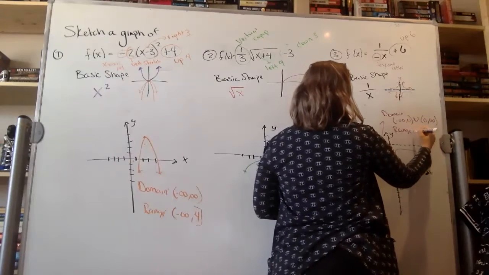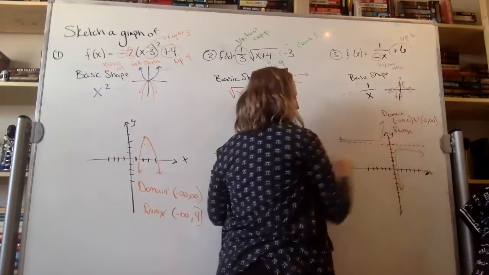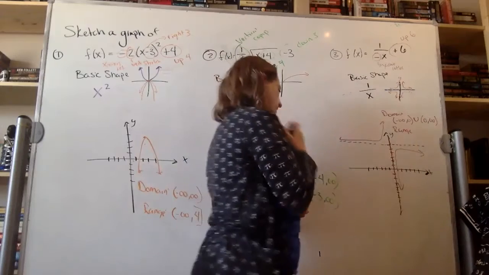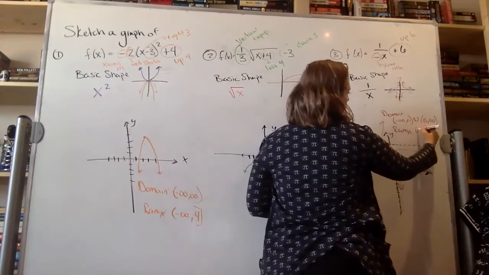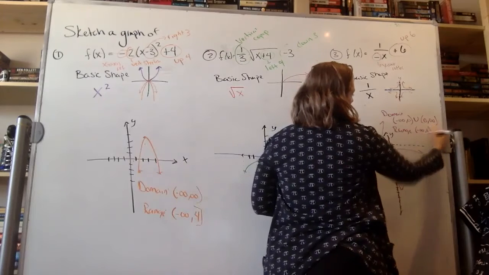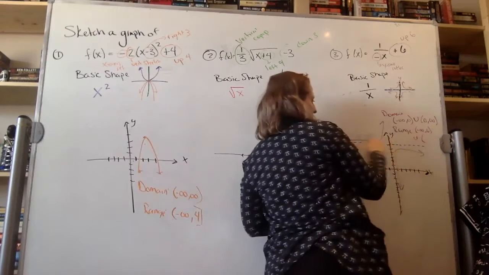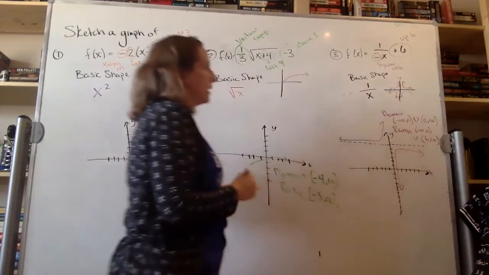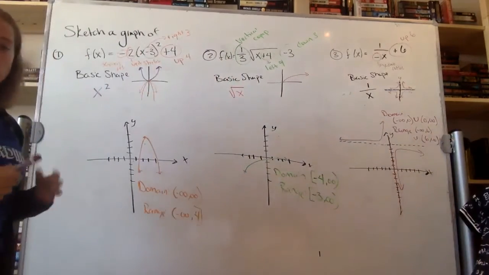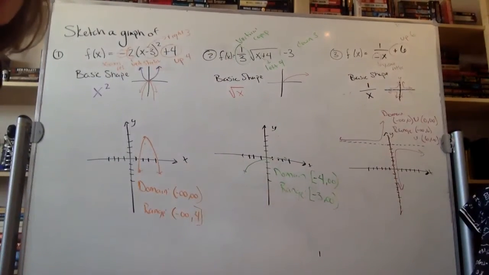Similarly, our range is going to be everything but that horizontal asymptote in this case. So that's going to be negative infinity to 6, union, mathematical and, with 6 to infinity. Everything except 6. All right, so there are some examples of using transformations to sketch graphs.